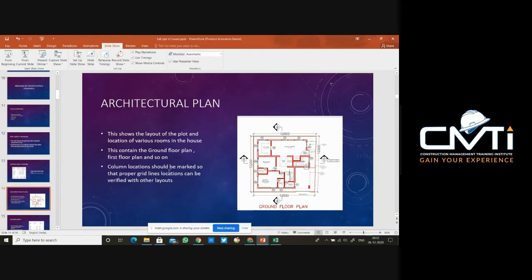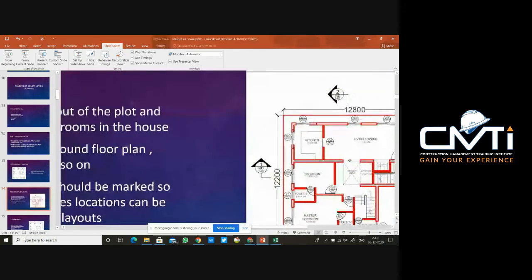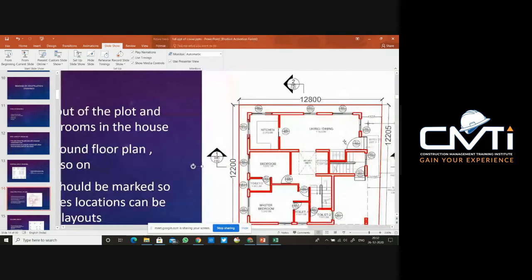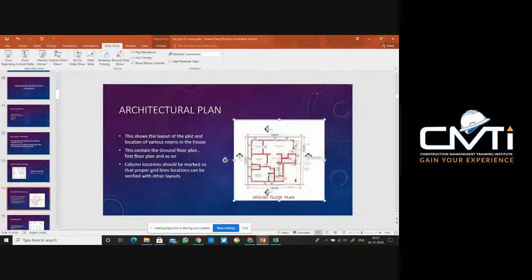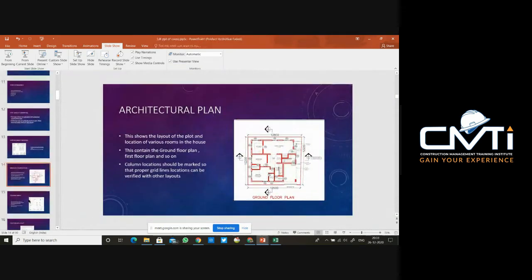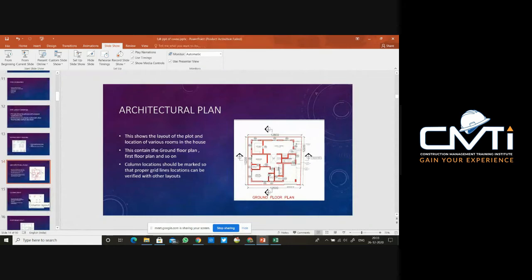Then comes the architectural plan. Architectural plans contain the layout of the various rooms, where the various rooms are located, the stairs, and all these things are covered in the architectural plan. The architectural plan contains the ground floor plan, first floor plan. These all plans are covered in architectural plans.